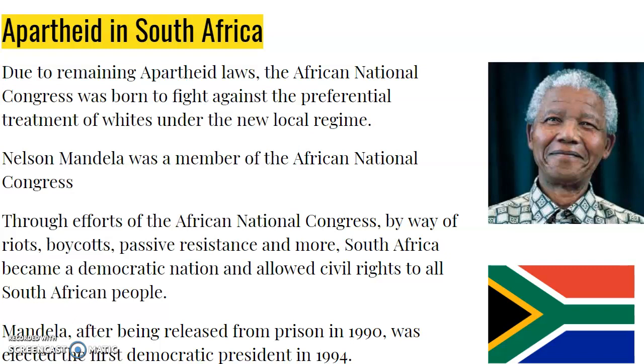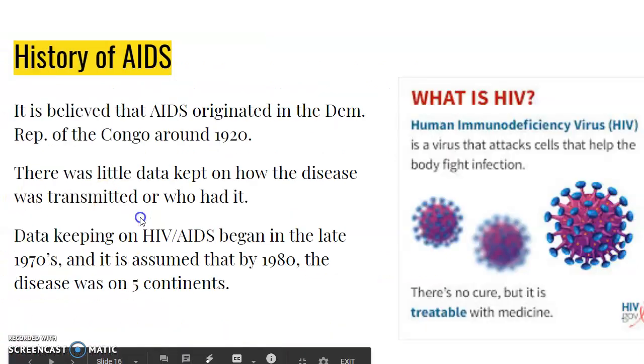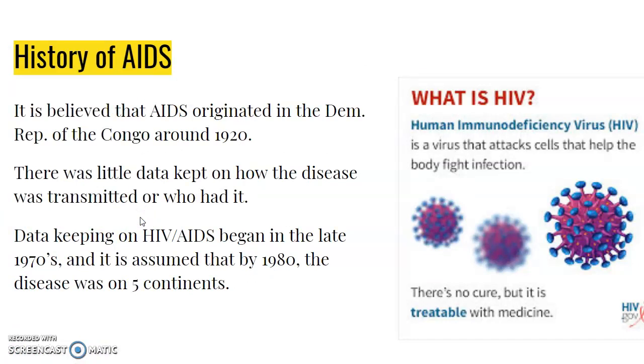All right, we're going to talk about AIDS next. So, AIDS actually is a disease that originated in the Democratic Republic of the Congo around 1920. And there's scientific data that it was a disease that had jumped from monkeys to humans, just like other diseases do.